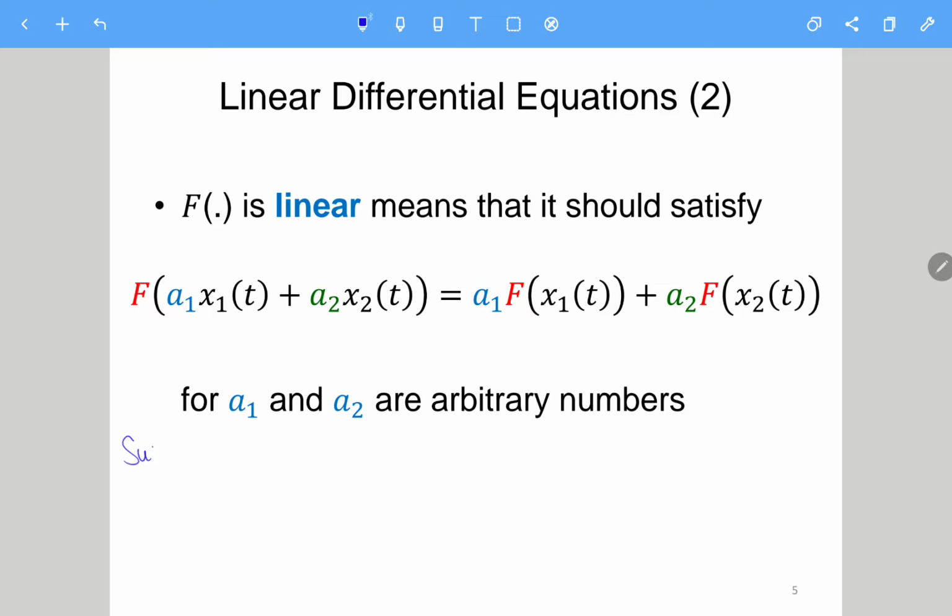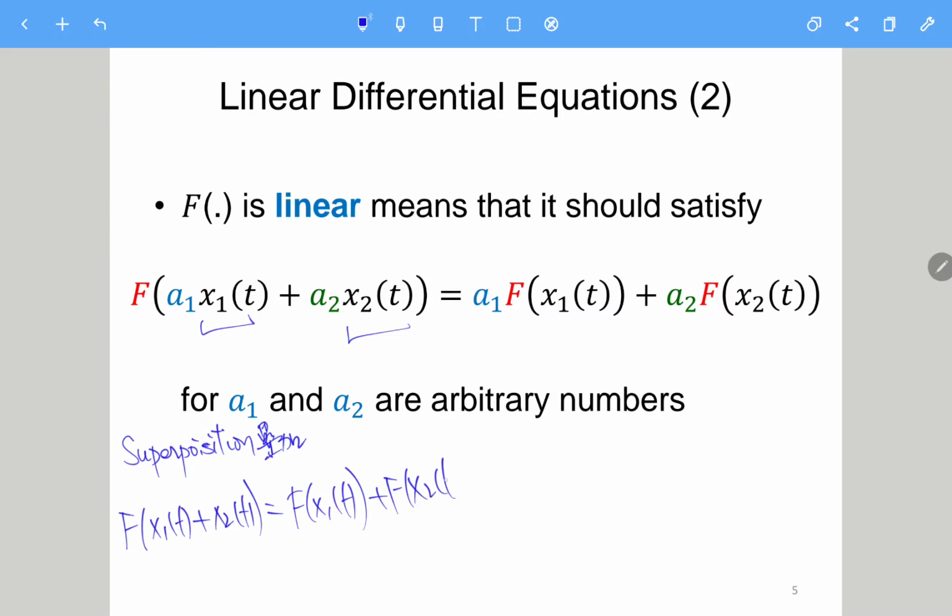One is the so-called superposition. Which means that if we have x1 and x2 as the input, then f of x1 of t plus x2 of t equals f of x1 of t plus f of x2 of t. This is called superposition. If you add the input signals together and then go through this function, it should equal the two functions going through the function individually, and then we add the outputs together. It feels like you can just distribute, but actually it is not distribution. It is the so-called superposition.